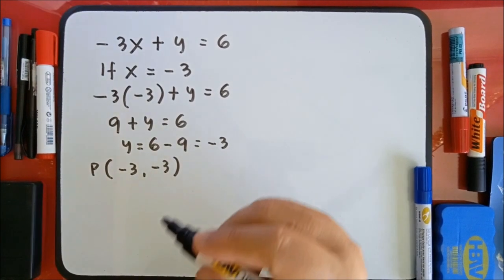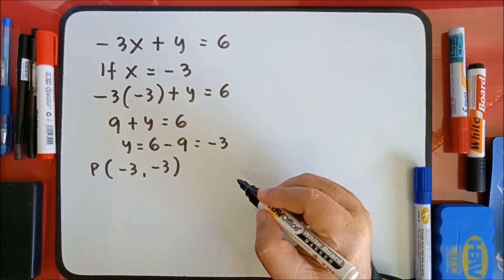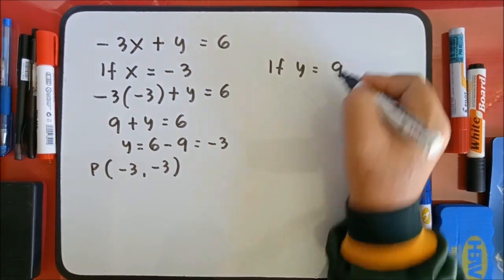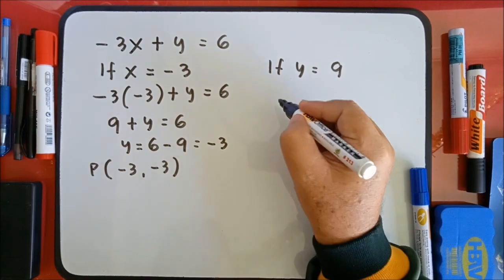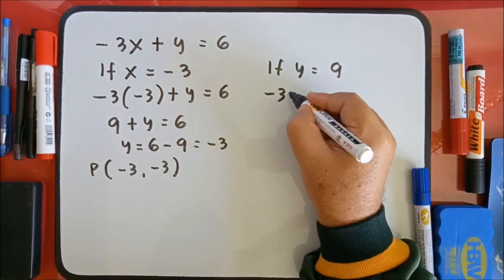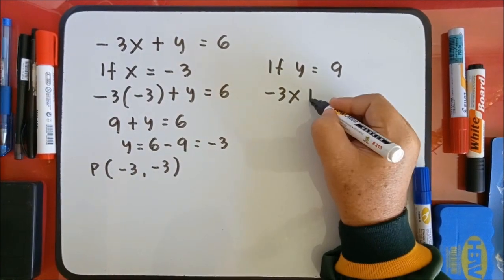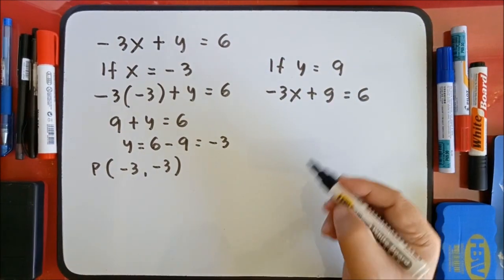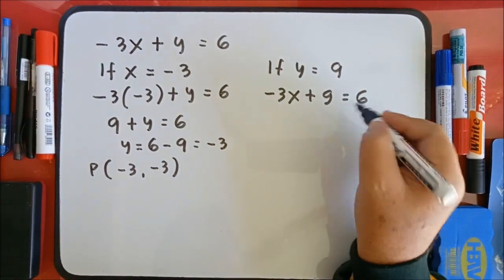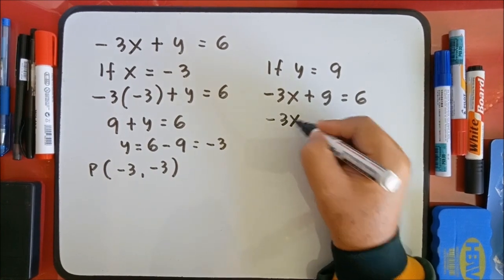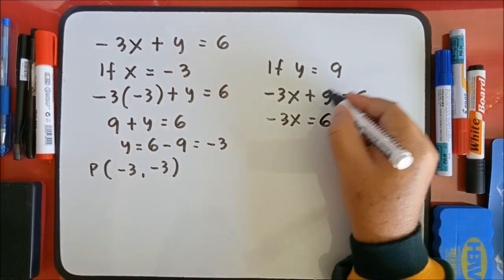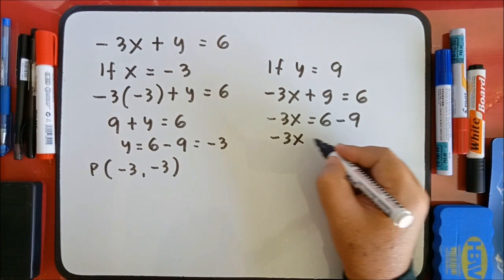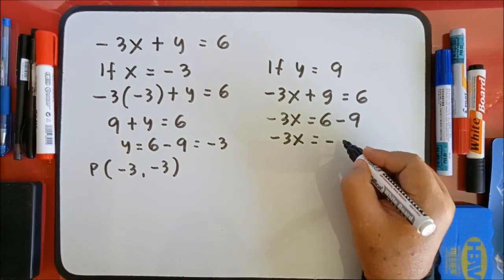Another point. Okay, let us assign another one. If y is equal to 9, we substitute 9 for y, so negative 3x plus 9 will become 6. Then transpose positive 9 to the other side. This will become negative 3x is equal to 6 minus 9, which is negative 3.